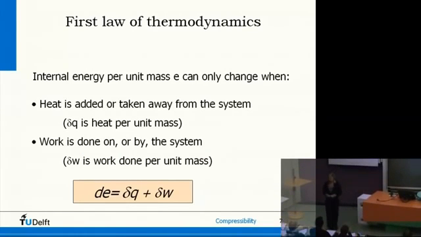So if you write that into the equation, dE, so on the left side, that's the small change in the internal energy of a system per unit mass. And that is actually equal to heat added or taken away per unit mass, so del Q, plus the work done on the system per unit mass, del W. And that's the first law of thermodynamics.